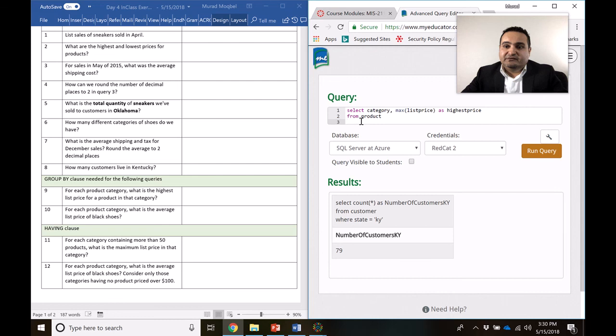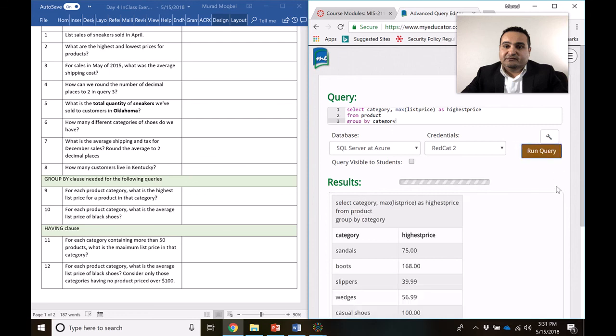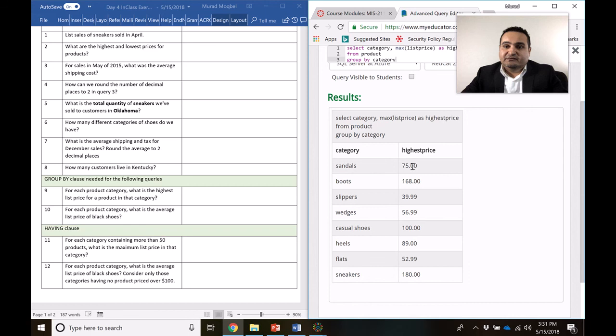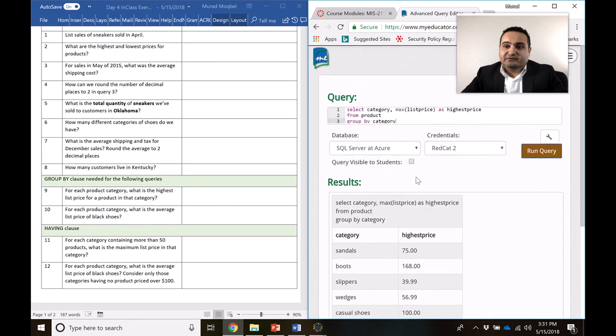Alright, so now remember when we say for each, it indicates that I need to use the group by. So I'll say group by and then category. So I need to group by category. So now you will see that for every category I have the highest price or the maximum price. So you get the idea what we mean by group by. So it aggregates, it gives me only the highest price here.